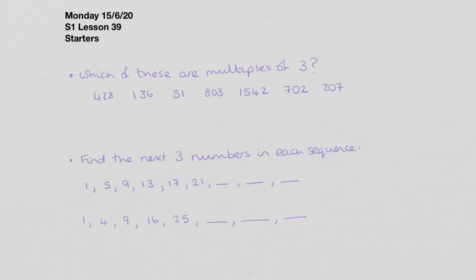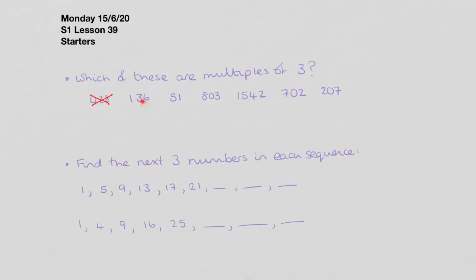Looking at the first one, if we do 4 add 2 add 8, we get 14. 14 is not in the 3 times table, so neither is 428. Okay, next one, 136. So 1 add 3 is 4, add 6 is 10. 10 is not in the 3 times table. Next, 5 add 1 is 6, and 6 is in the 3 times table, so that one is a multiple of 3. Next one, 8 add 0 add 3 is 11. Not in the 3 times table.